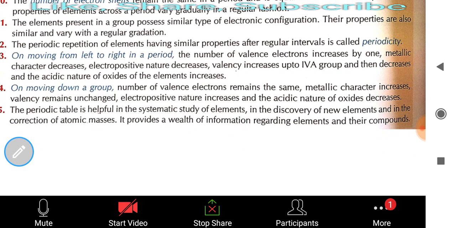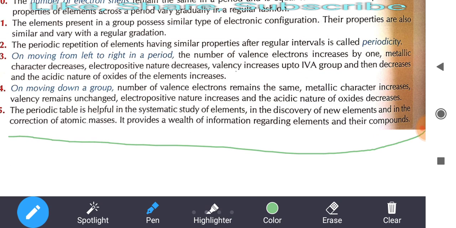The periodic table is helpful in the systematic study of elements, in the discovery of new elements, and in the correction of atomic masses. So this is the main importance of the periodic table: it provides a wealth of information regarding elements, their compounds, and their chemical properties.